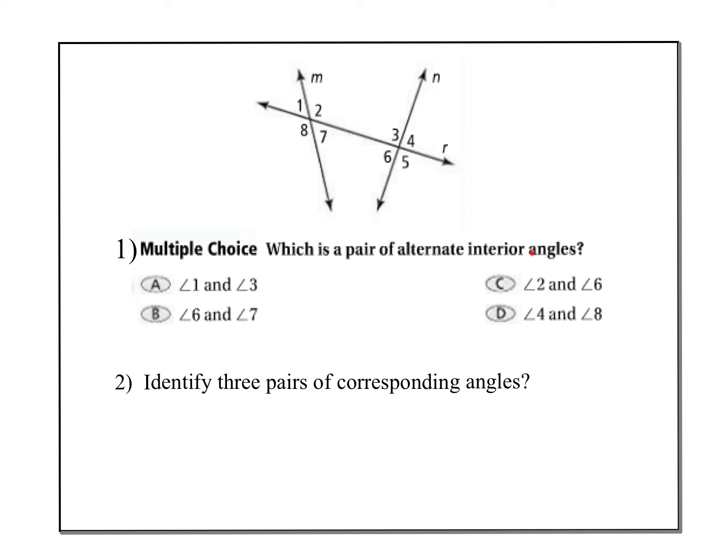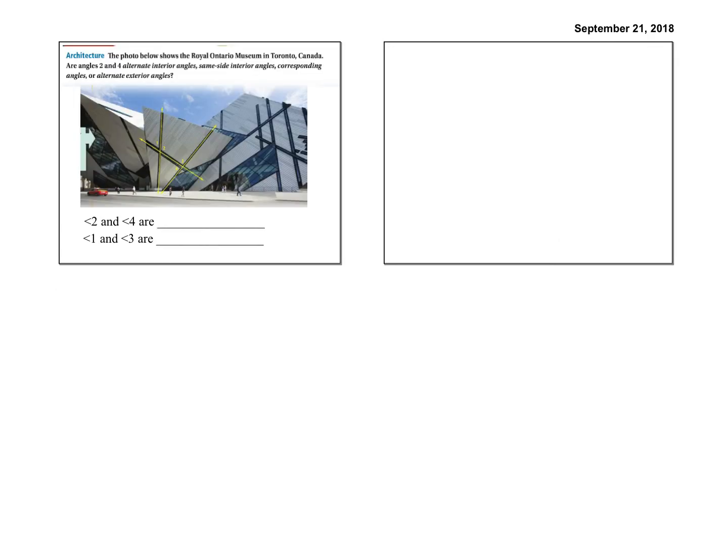So what would be a pair of alternate interior angles, you guys? 2 and 6. Identify 3 pairs of corresponding angles. Angle 1 and angle 3. Angle 8 and 6. Angle 7 and 5. You got it. Nicely done. Let's go next page.